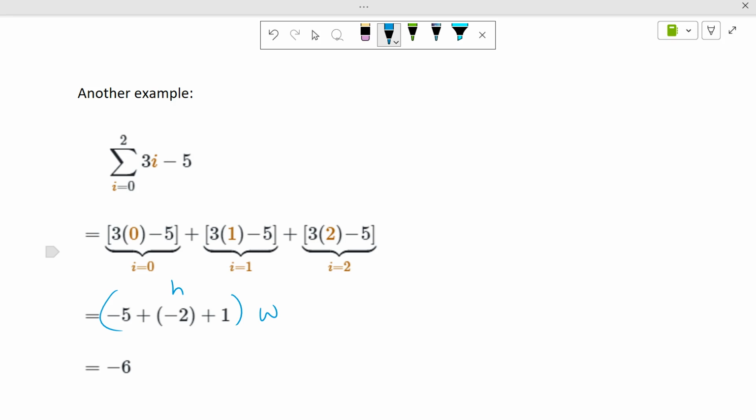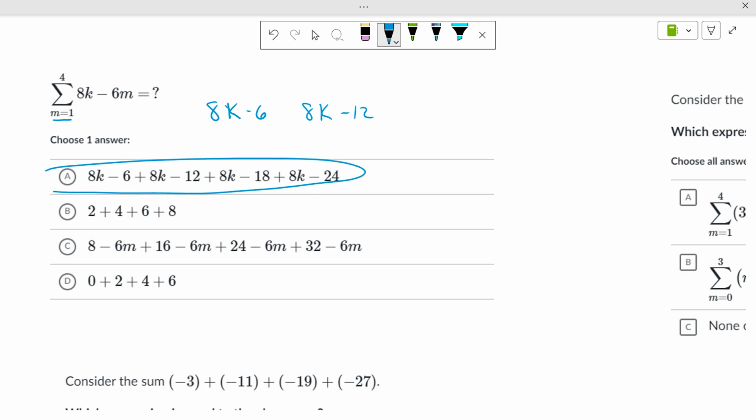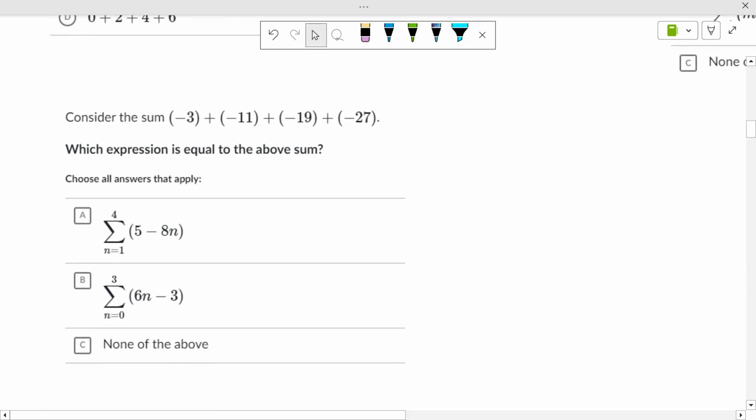Okay? So, what would this be for summation notation? Now, the one we're putting in for what? M. Do we do anything with K? No. So this is 8K minus 6. The second one is 8K minus 12, and so on, which is this answer. Okay? Summation notation. So you'll have to learn how to use summation notation first before we get to the really hard stuff. Okay? Here's the answers.